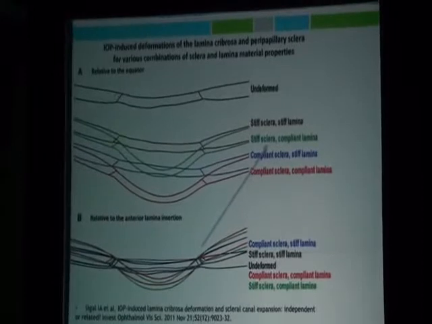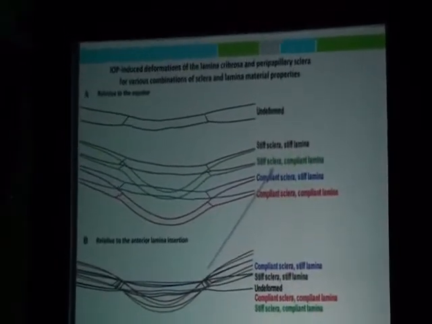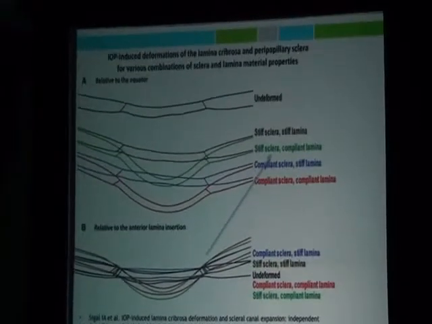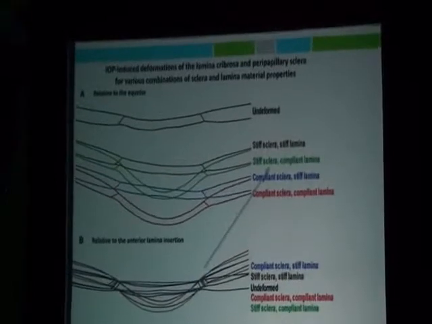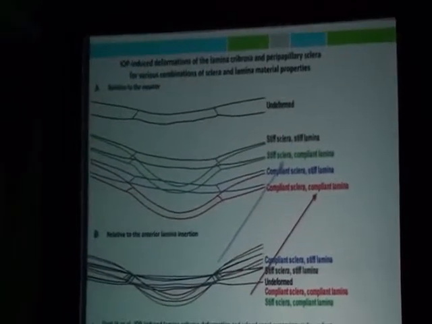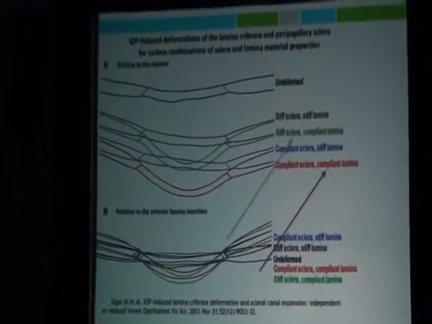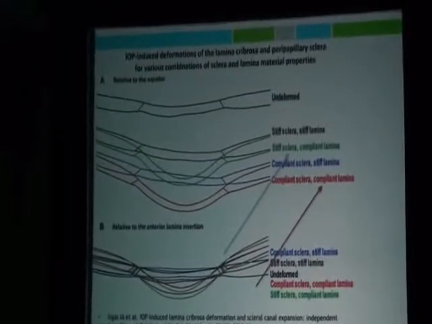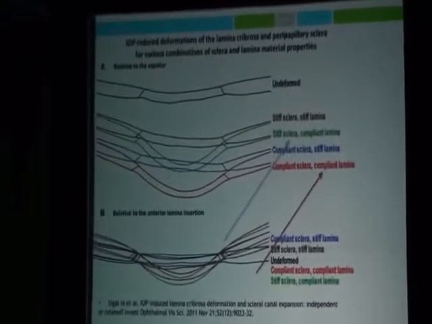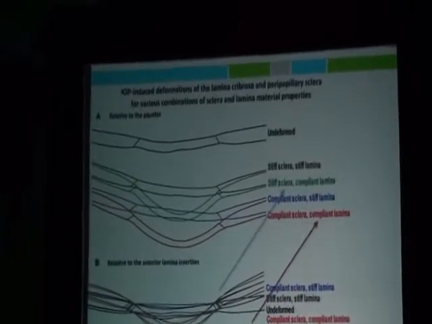And interestingly, they have found that it is not that the eye is stiff and the cornea is stiff and the lamina is stiff and so on and so forth. There can be variations. So you can have a stiff sclera and a more compliant lamina, or a compliant sclera and a compliant lamina, and so on. One of the interesting things that many of the engineers have found is that intraocular pressure in general causes stiffening of the tissue.